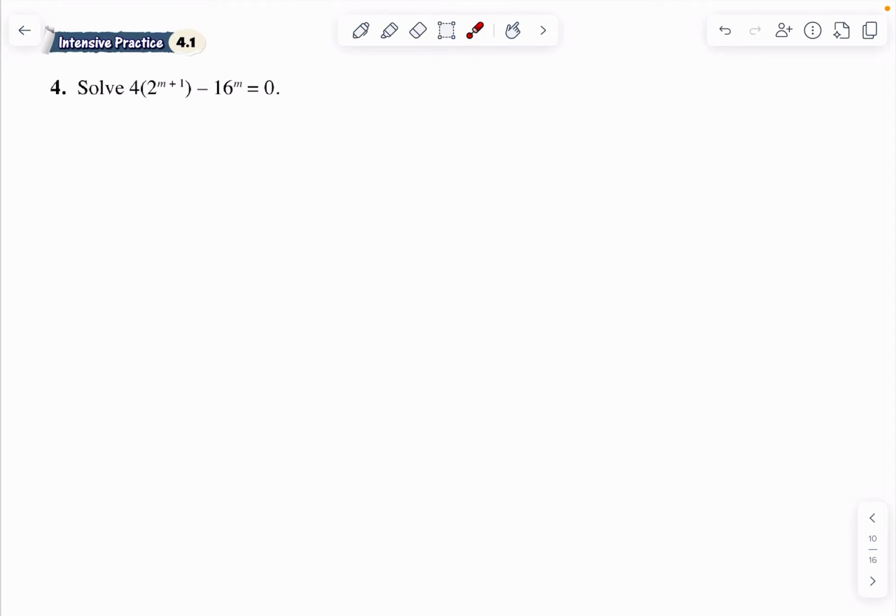Question 4. Solve this minus this is 0. Okay, so we have 4, we have 2, we have 16. Okay, maybe we can reduce all to base 2.